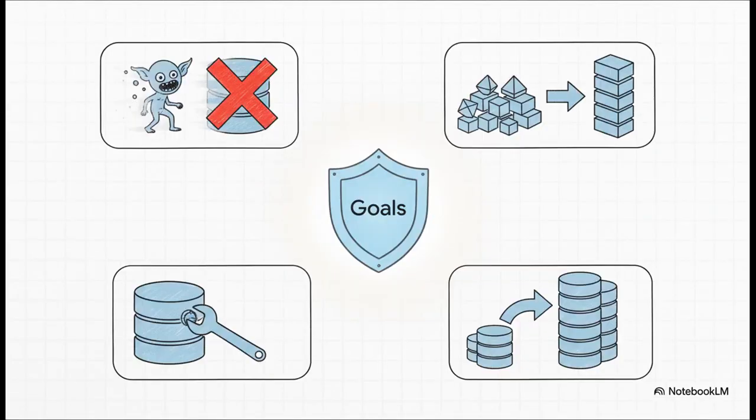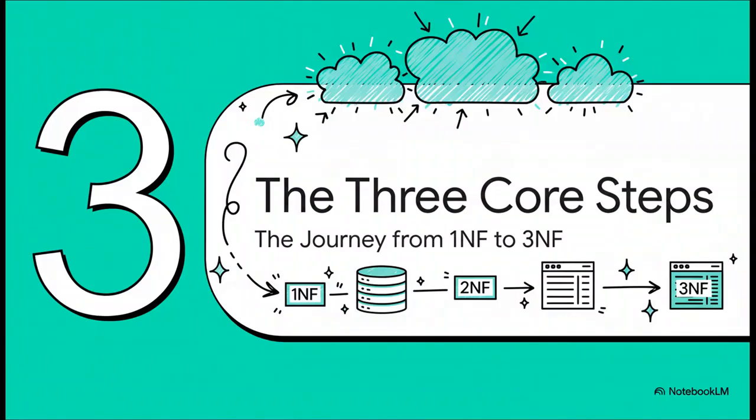And when you look at these goals, you can see they're a direct counterattack to those anomalies we just talked about. By getting rid of redundant data, you basically starve those anomalies. They can't survive anymore. And what you're left with is a database that's way more efficient, way easier to take care of, and totally ready to grow. Okay, so how do we actually do this?